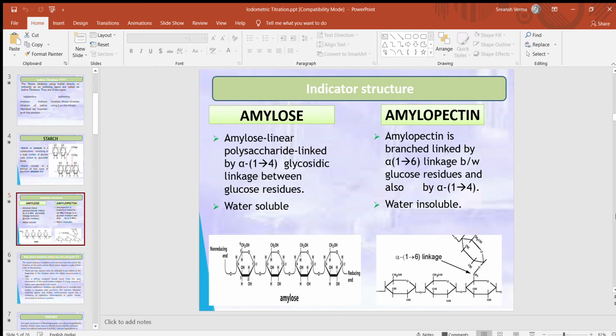Amylose, the linear polysaccharide, is linked by alpha 1,4 glycosidic linkages between the glucose residues, and amylopectin is branched, linked by alpha 1,6 linkages between glucose residues and also by alpha 1,4 linkages. So amylose is a linear chain, amylopectin is a branch chain structure.